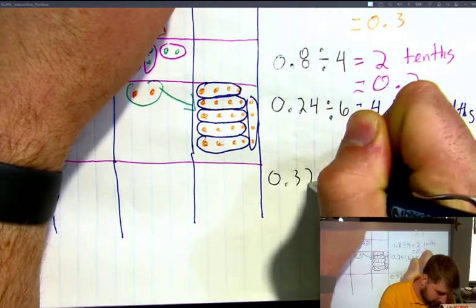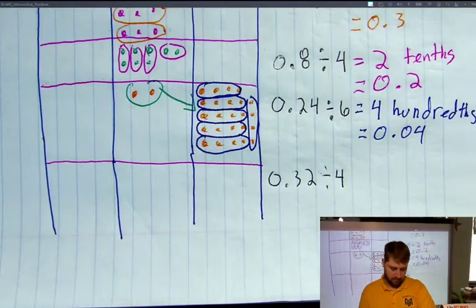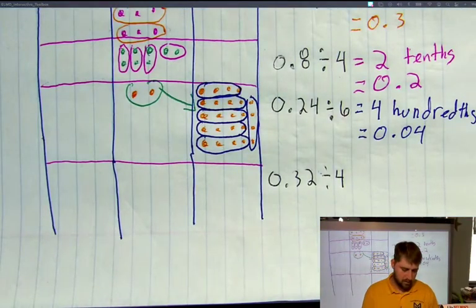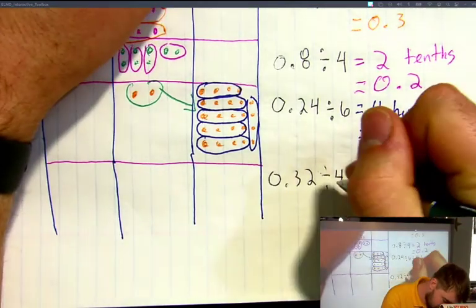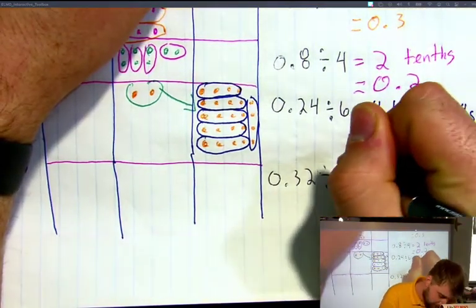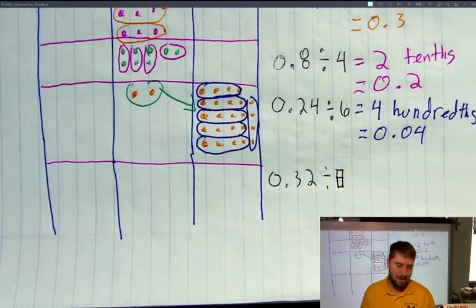32 hundredths divided by 8. Oh, I wrote down the wrong problem. Let me make that into a boxy 8. There we go. 32 hundredths divided by 8. So that is an 8. I know it's a boxy one.